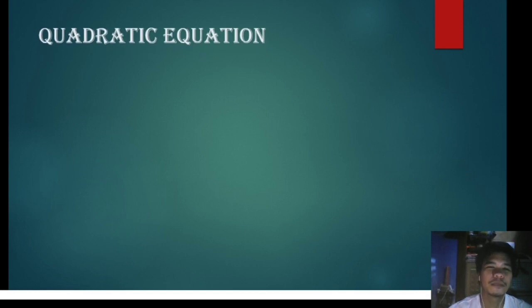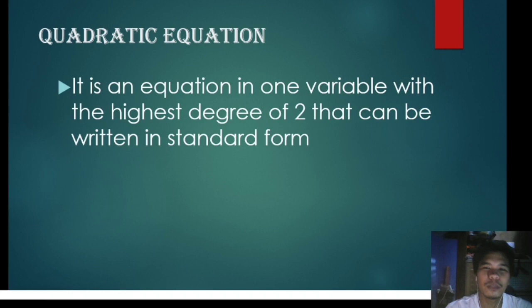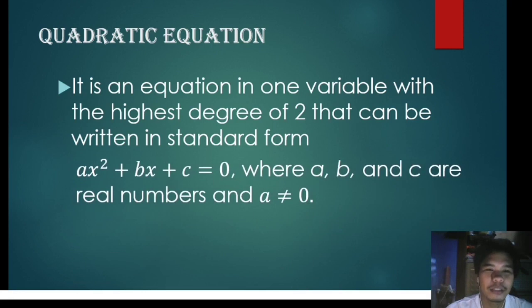quadratic equation. So quadratic equation is an equation in one variable with the highest degree of 2 that can be written in standard form ax squared plus bx plus c equal to 0, where a, b, and c are real numbers and a must not be equal to 0. Quadratic equation is also called the second degree equation, in which the highest degree or the highest exponent must be equal to 2.